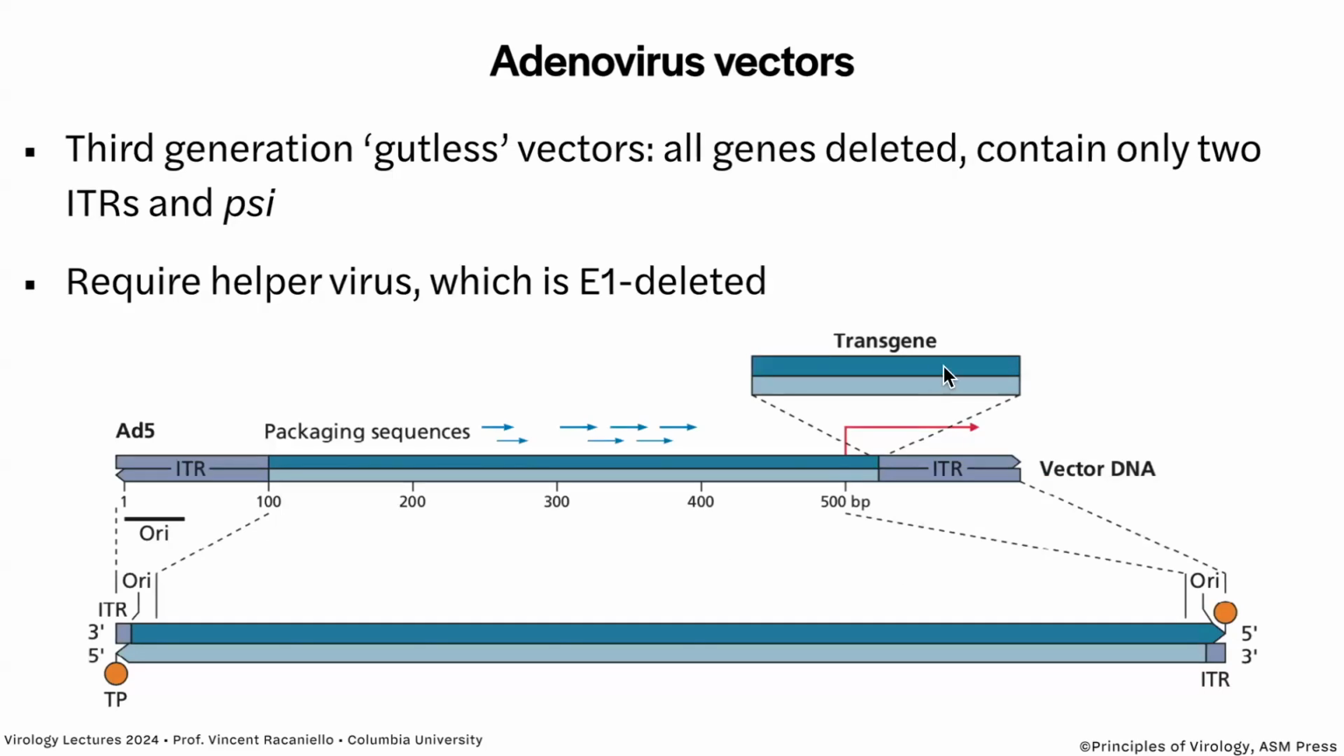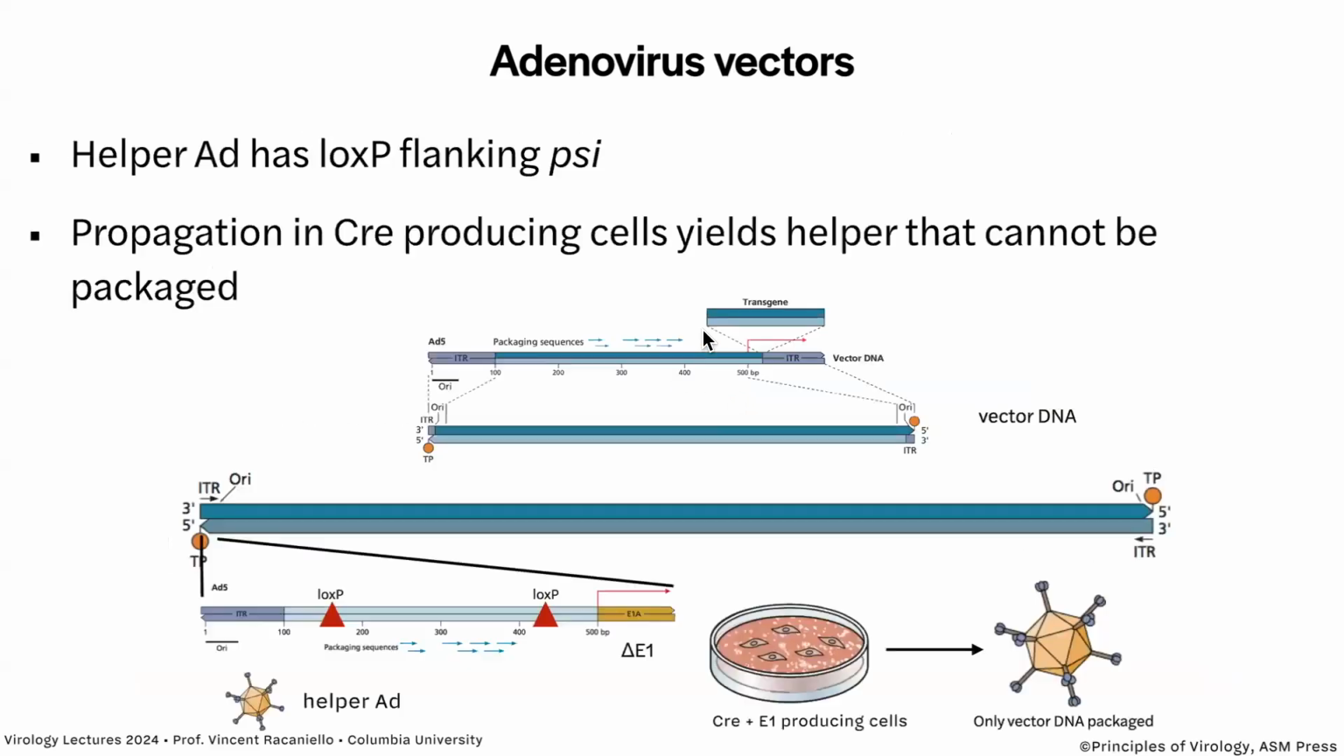And then the third generation vectors are called gutless vectors. All the genes are deleted, and all you have are the two inverted terminal repeats and the packaging sequence. So here on the top is a diagram of the vector. You have the left inverted terminal repeat, the packaging sequences, which is about 400 or 500 base pairs, and then the right inverted terminal repeat. And you stick your transgene in here, and there's a promoter shown with the red arrow here that drives the gene expression. This needs a helper virus to package it, and the helper virus itself is E1 deleted.